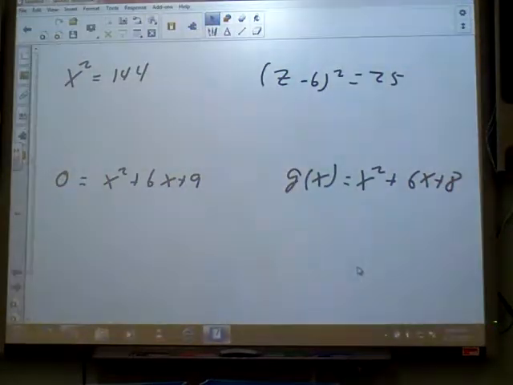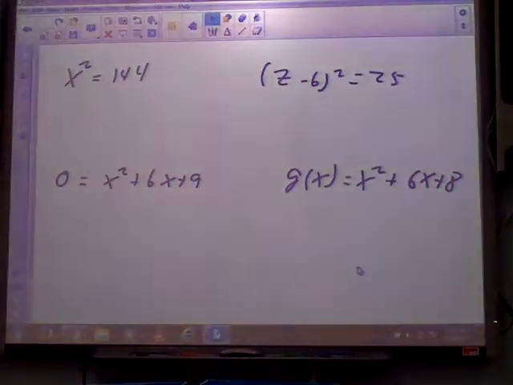Okay? 1 and 2 is what we started off with, doing square roots. 3 and 4 is factoring. So try those, get all 4 of those done. Let's go.